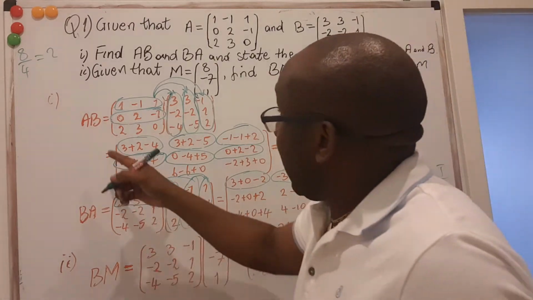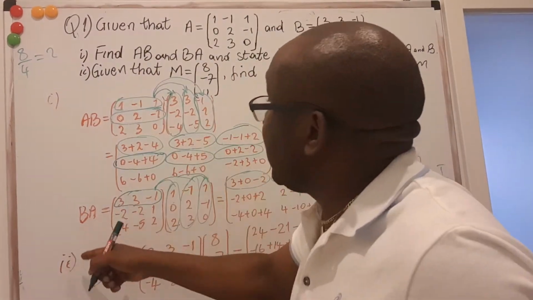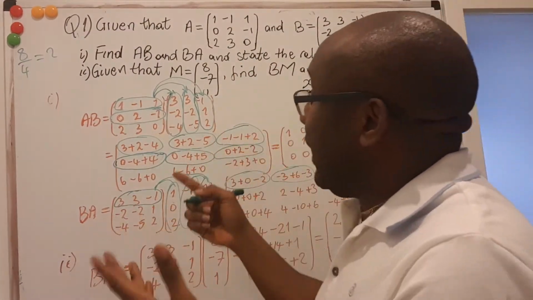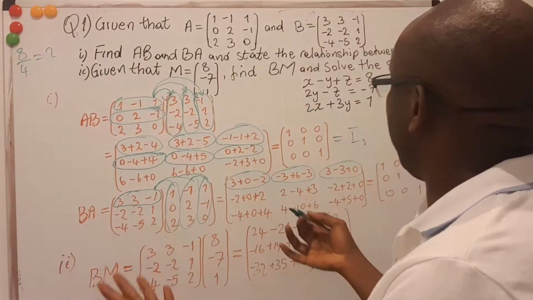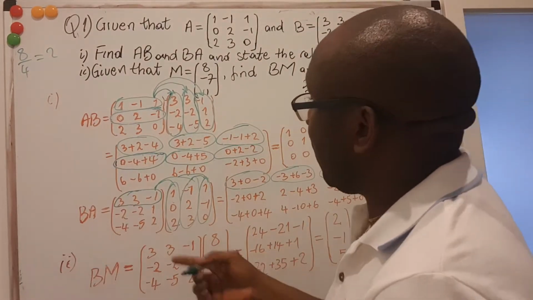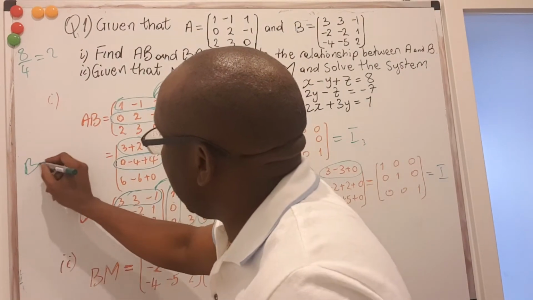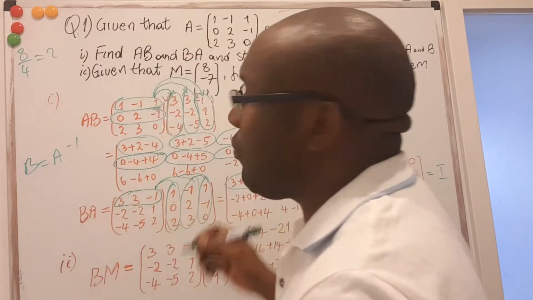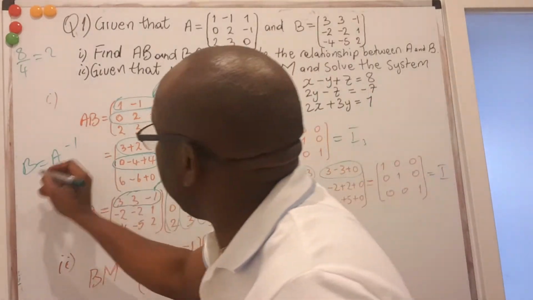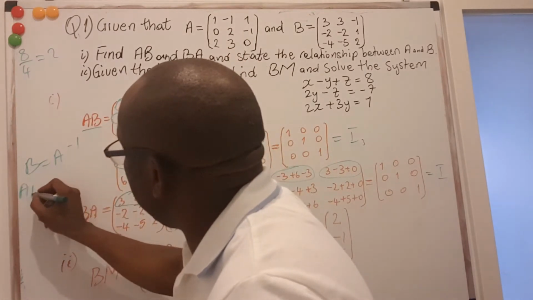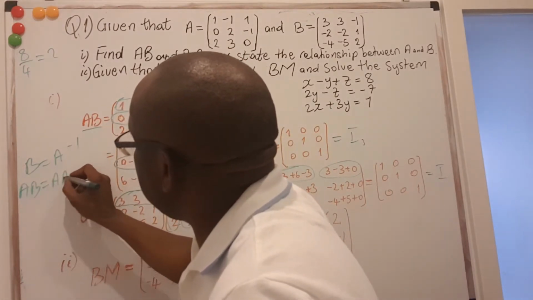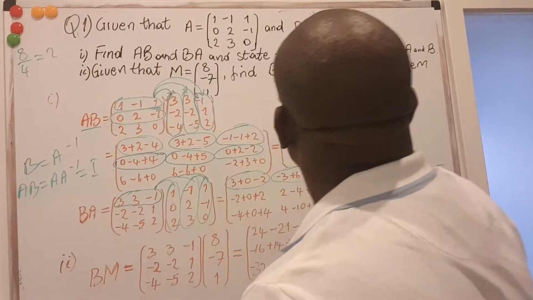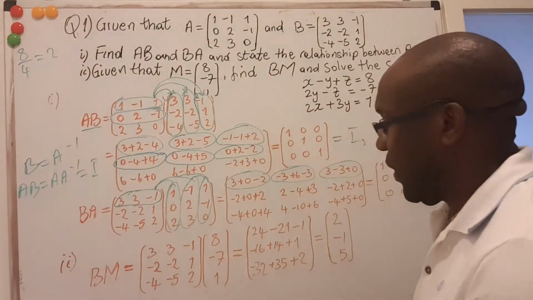If this is true, then the relationship between A and B is that B is the inverse of A. That's what you have in your mind. That B is the inverse of A here. So actually B is equal to A inverse. That's the relationship. So that this expression of AB can now be written as A times A to the minus 1, and that is I, which is true, which is what we just saw here.